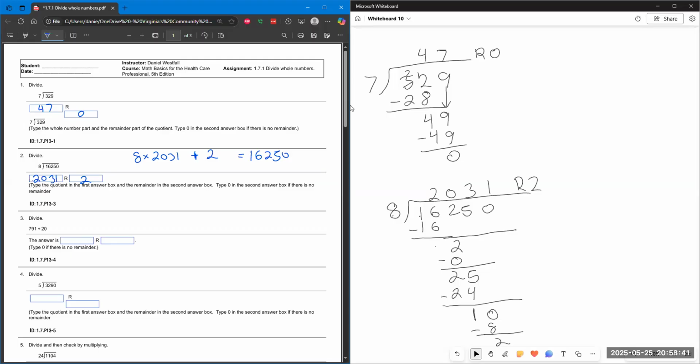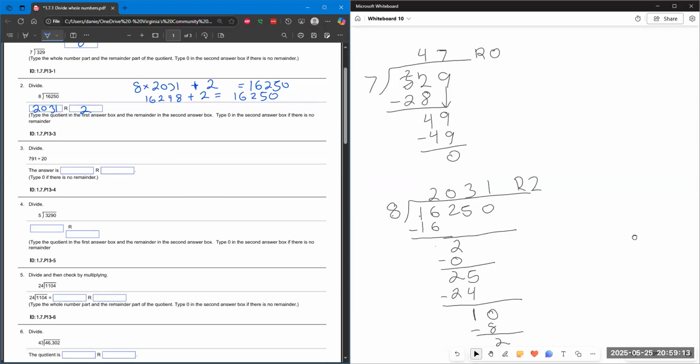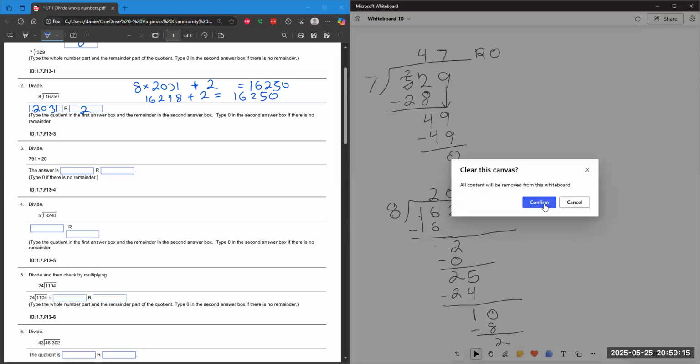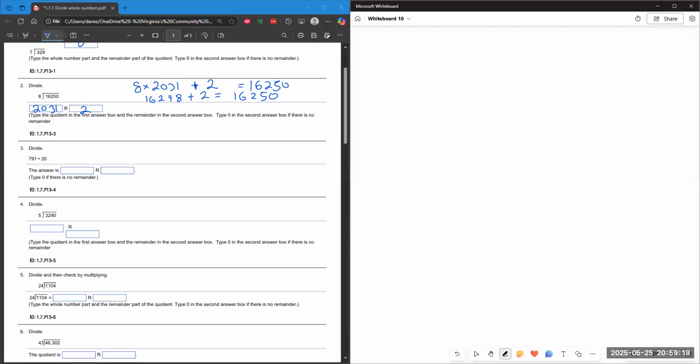But multiplication first, since it's more powerful, would give me 8 times 2031, which is 16,248. 16,248 plus 2 is 16,250. See that? That's what that means when I say that 8 into 16,250 is 2031 with a remainder of 2. That's what that means.